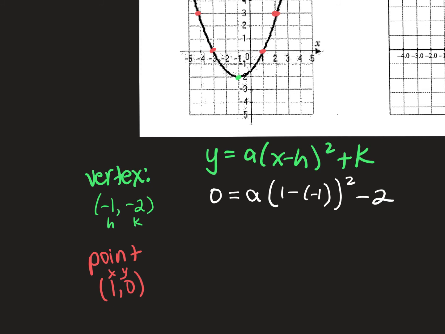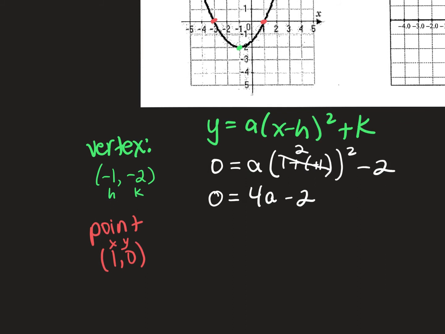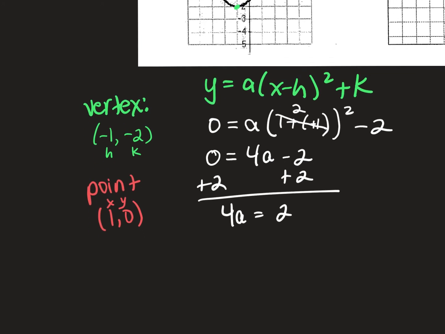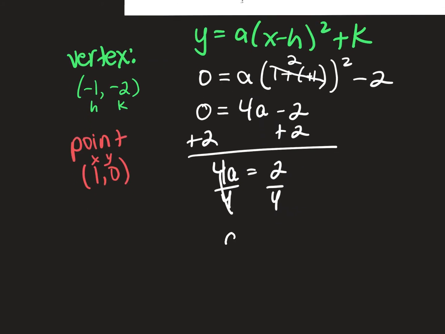Okay, so this obviously is going to become a positive, right? You guys with me? So what is 1 plus 1? 2, and 2 squared is 4. So I have 4a minus 2. Everybody with me? So now what do I do? Add 2 to both sides. So I get 4a equals 2, and then divide by 4. So I get a equals 1/2.